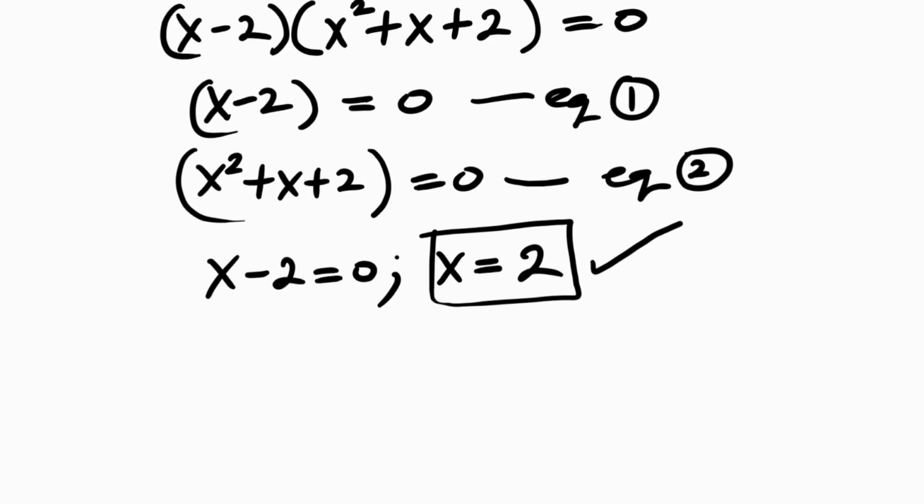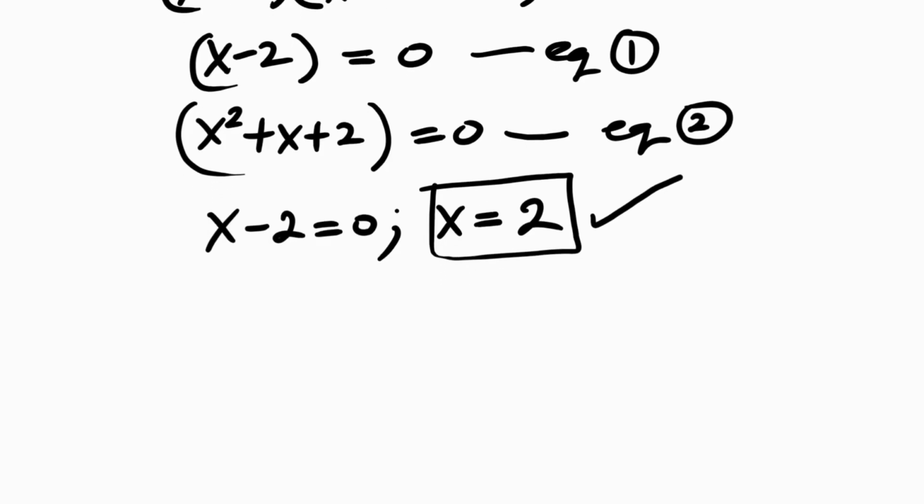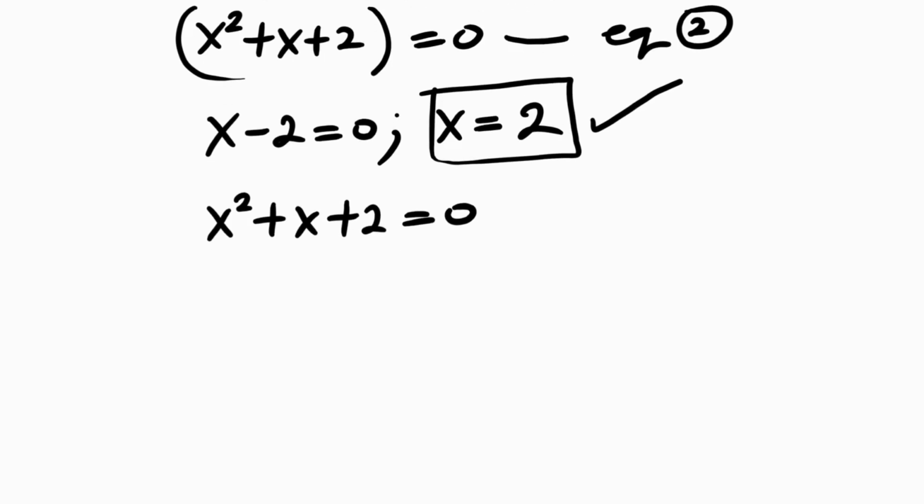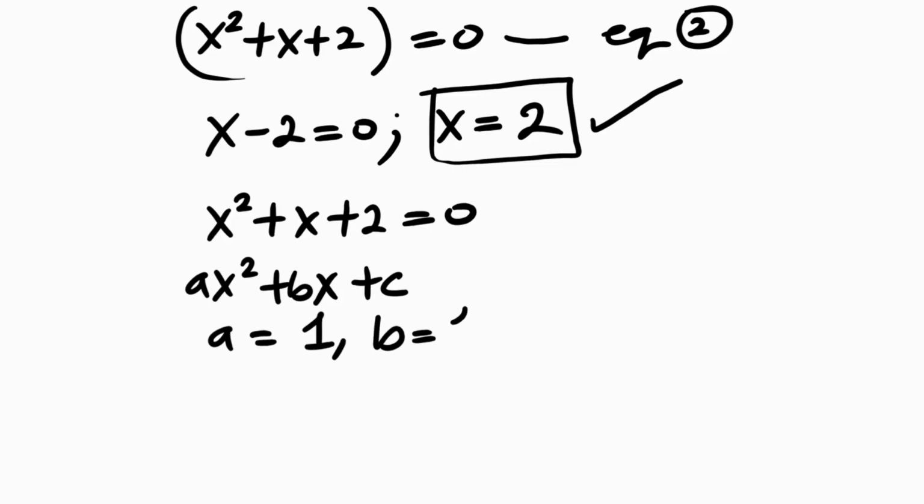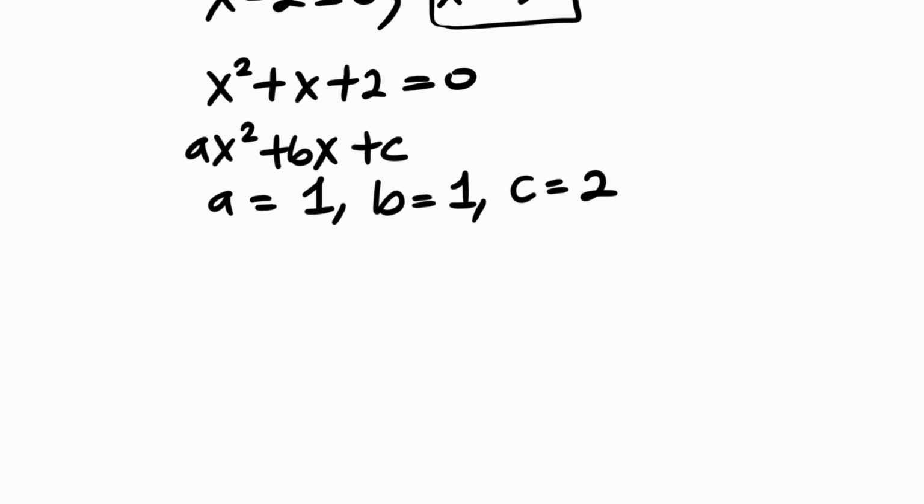That's our first solution. So let's go to the second solution. We have x squared plus x plus 2 equals 0. Now this is in the form of ax squared plus bx plus c, where our a is equal to 1, b is equal to 1, and c is equal to 2.